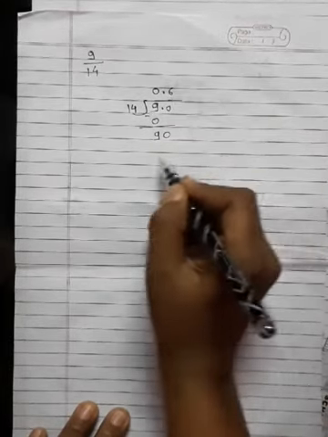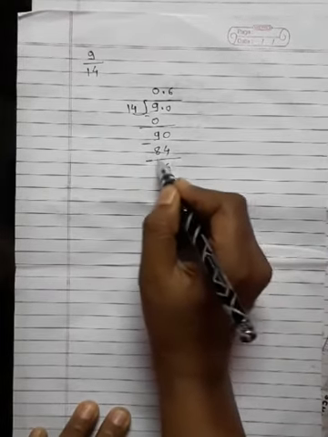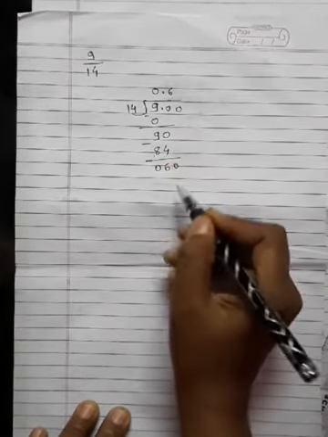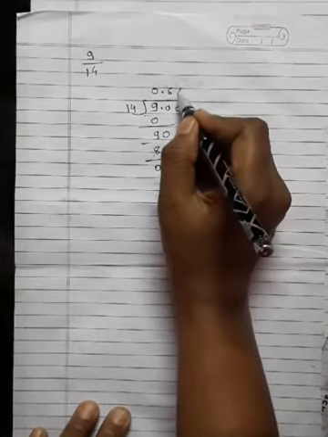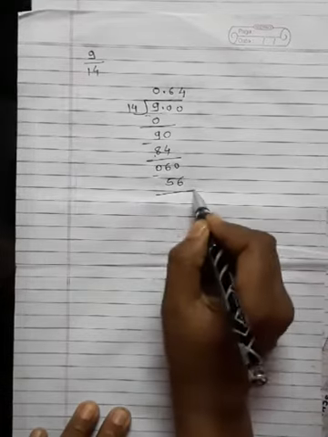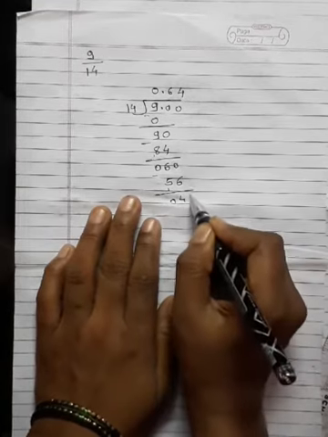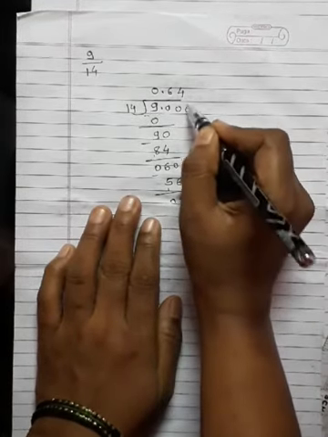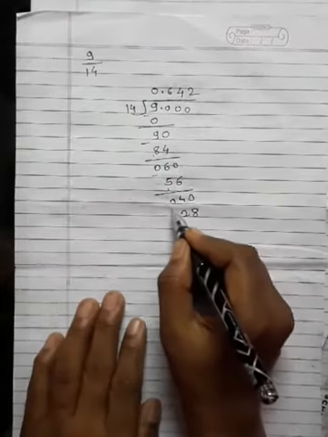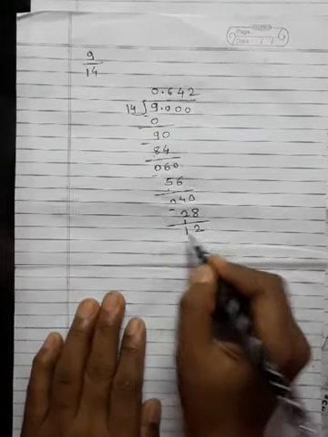14 6s are 84. Here 6, here 0. Then we take 0 from above. Then 60. 14 4s are 56. Here look, 4. Here 0. Here write 0 again. 14 2s are 28. Look here, 40 minus 28, that is 12.